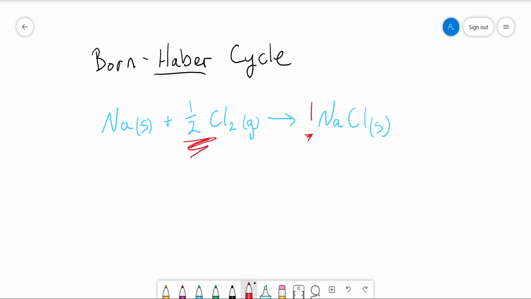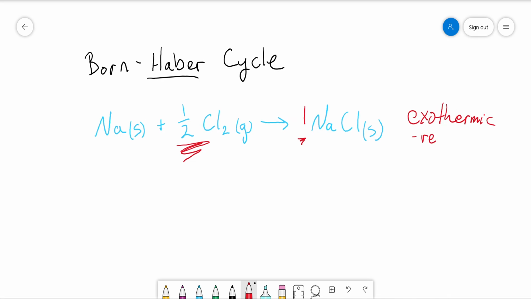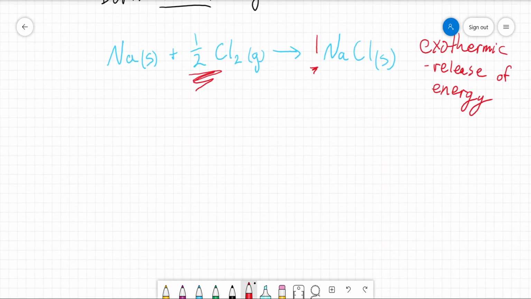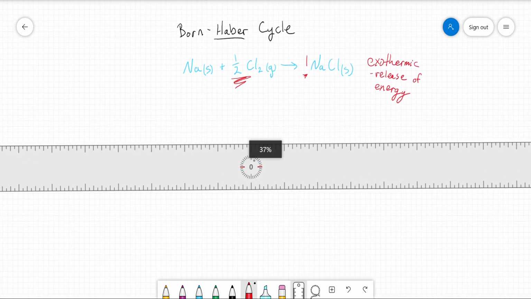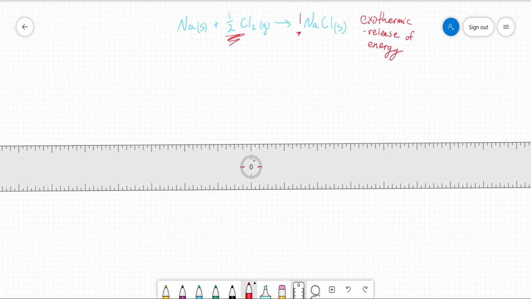However, this process, that transfer of electrons, doesn't explain the energy release, because this is a very exothermic reaction. And exothermic we'll talk more about. That just means it releases energy. And you may know that already. So we have to figure out where the energy is coming from for this process, and that's what the Born-Haber cycle allows us to do.